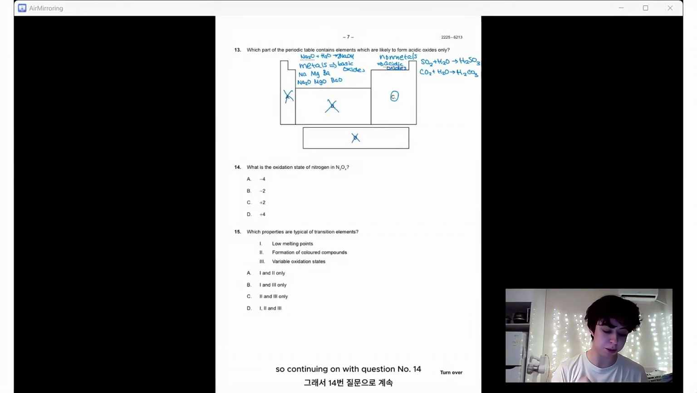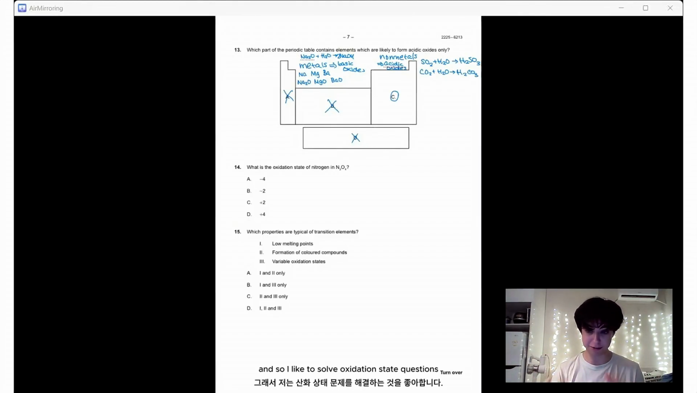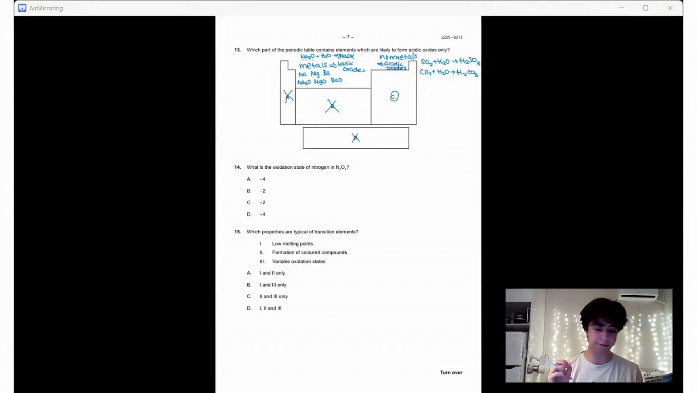So continuing on with question number 14. Question number 14 is about the oxidation state of nitrogen in this N2O4. And so I like to solve oxidation state questions just like math problems.